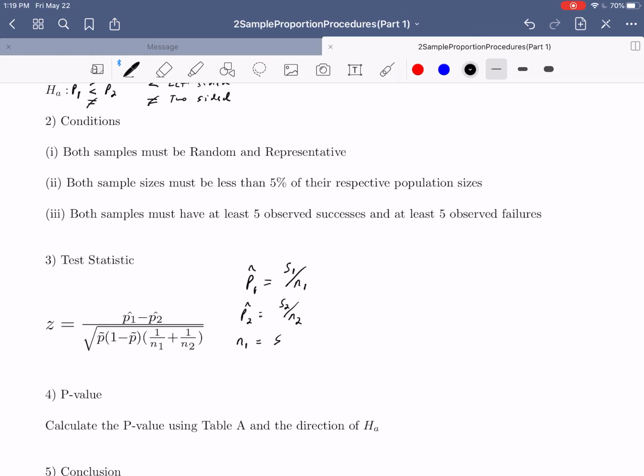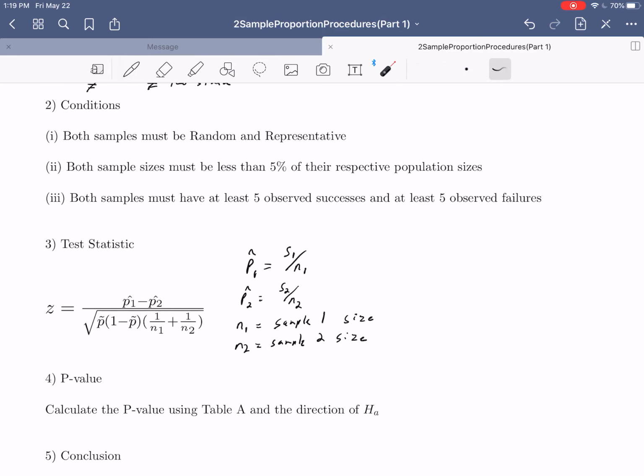N1, of course, that's the sample 1 size. N2, that's the sample 2 size. The only thing that maybe we haven't really been exposed to before is this P tilde. And this P tilde is what is called the pooled sample proportion.